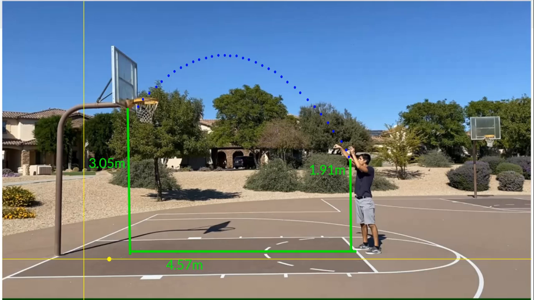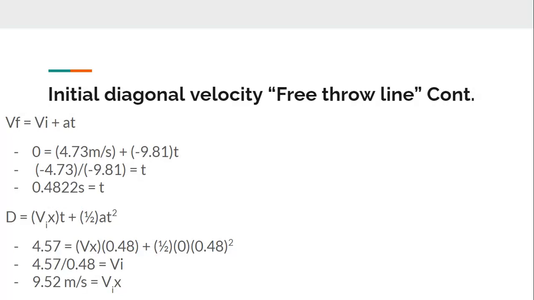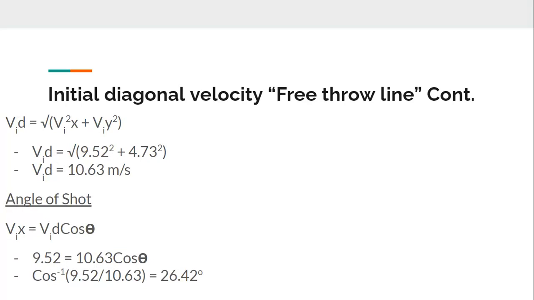The height of a standard basketball hoop was 3.05 meters, the distance of the free throw line was 4.57 meters, and the height of the release point of the ball was 1.91 meters. Using the distance measurements, we are able to use kinematic equations to calculate the initial velocities in the horizontal x direction and vertical y direction. With these calculations, we are able to calculate the initial diagonal velocity and the angle of the shot.